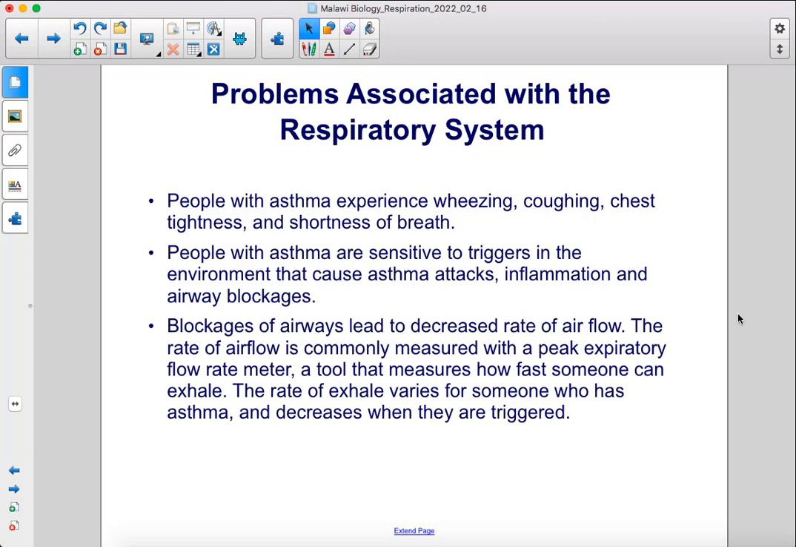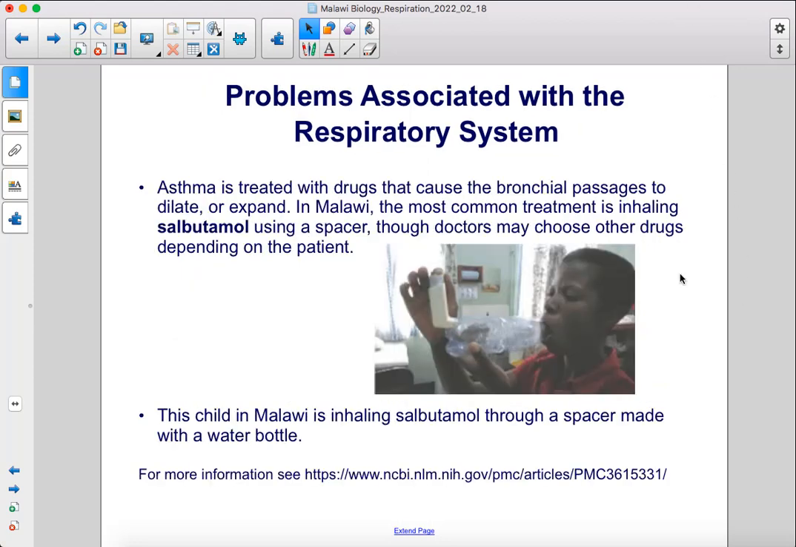The rate of airflow is commonly measured with a peak expiratory flow rate meter, a tool that measures how fast someone can exhale. The rate of exhale varies for someone who has asthma and decreases when they're triggered. Asthma is treated with drugs that cause the bronchial passages to dilate or expand. In Malawi, the most common treatment is inhaling salbutamol using a spacer, though doctors may choose other drugs depending on the patient. This child in Malawi is inhaling salbutamol through a spacer made with a water bottle.